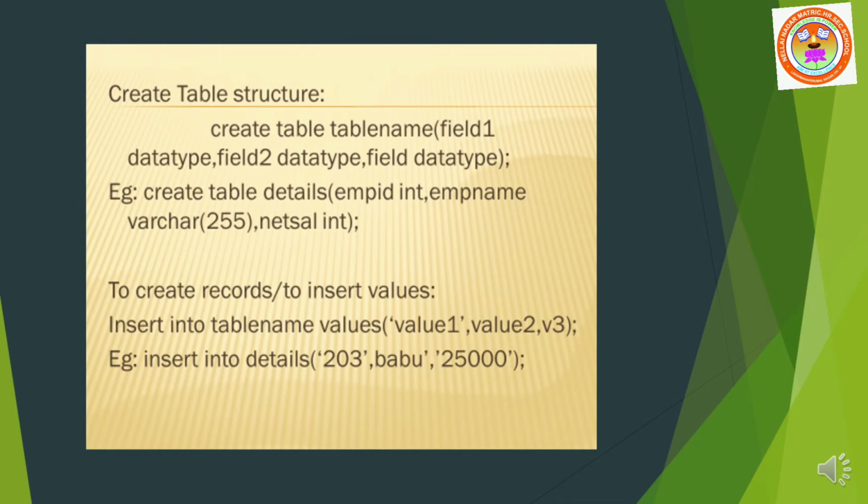So how to create records or how to insert values? For that, the insert command is used. Insert into table name. Now our table which I have created is named details. So insert into details, then values. First field name is EMP ID. For that you have to give the value within single quote, comma. Second value, without data type, you have to insert the values.